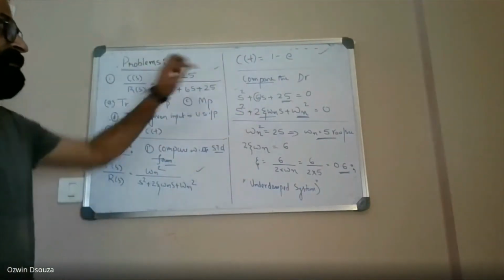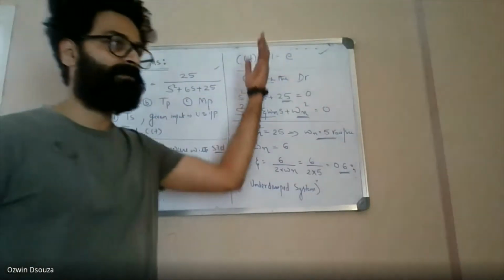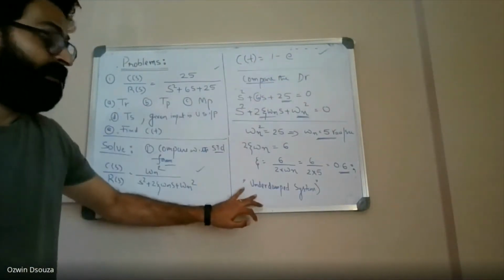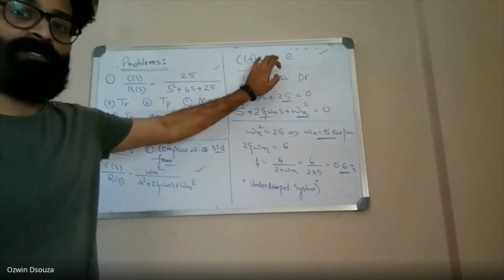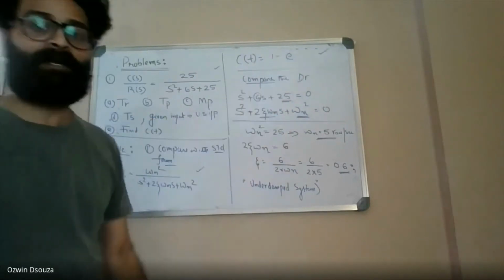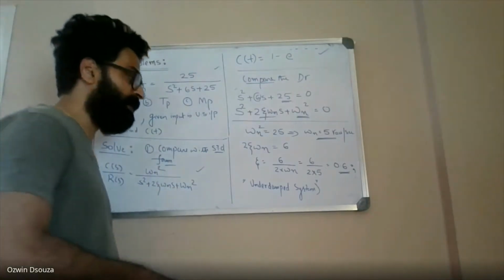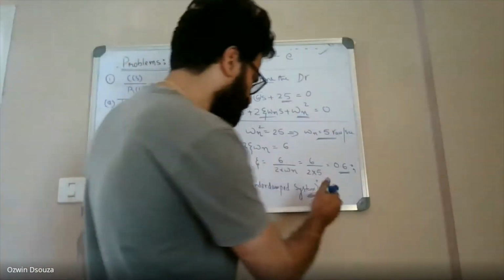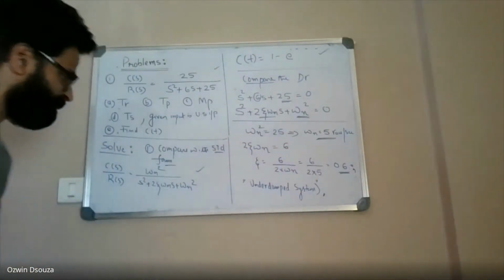So the C of t expression you derived in the previous class, 1 minus e to the power whatever, was derived by considering an underdamped system. If you get zeta greater than 1, then you cannot write this formula, because your terms will be purely exponential in nature whenever zeta is greater than 1. So you have to be very careful while solving these problems. It looks very simple, but you have to apply the logic. Fine. So we have estimated omega n as well as the zeta value.